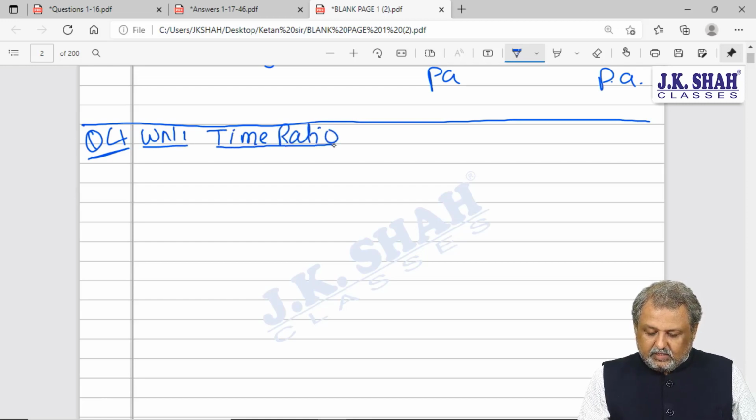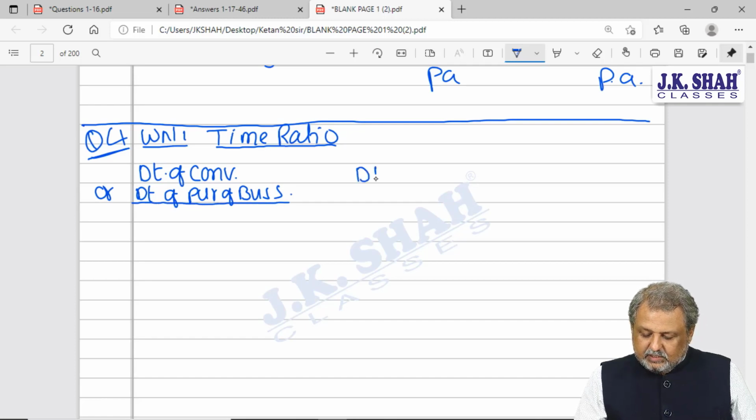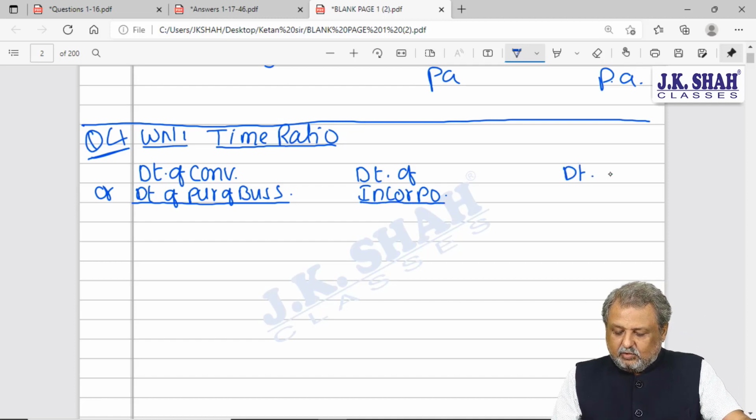Now for taking the time ratio, you need to take 3 dates. First date of conversion. It is also called as date of purchase of business. That is the first date that you should take. Second is date of incorporation. And lastly, the date of final accounts.